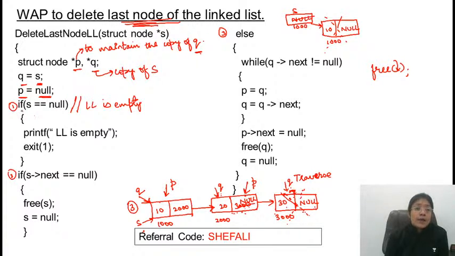So first case, if the linked list is empty, S is equal to null. In that case, it will print that linked list is empty and it will exit from the function. Deletion is not possible.